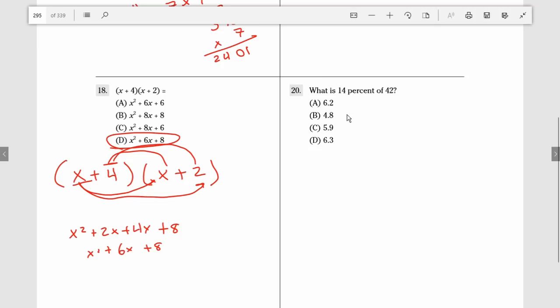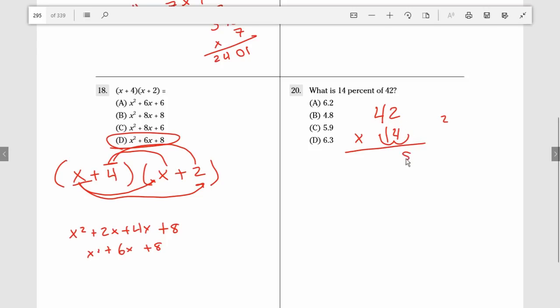Number 20, what is 14% of 42? So in other words, we take 42, multiply it by 0.14, which is the same as 14%. Okay? To multiply decimals, you make the decimal a whole number by moving the decimal place twice, and we'll add those decimals back in at the end.